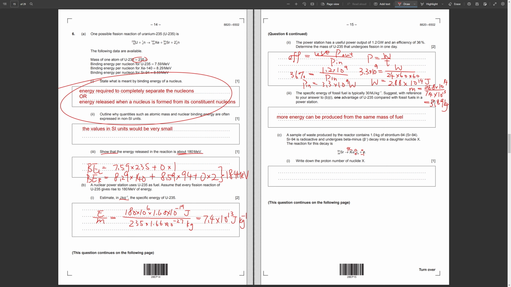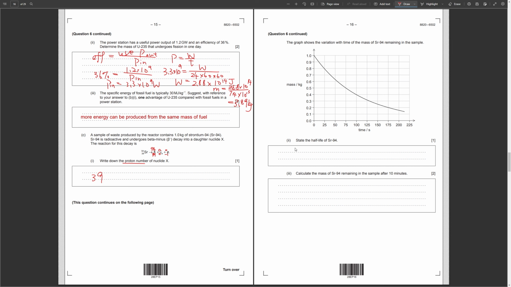So this one must be 94. The one below is 39, such that it's balancing the left hand side 38 and the right hand side 39 minus 1. The proton number of nuclide X is 39.